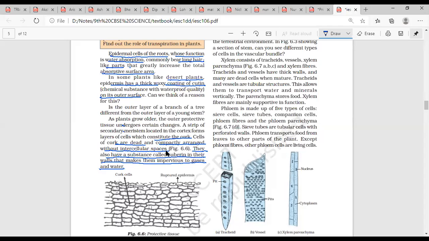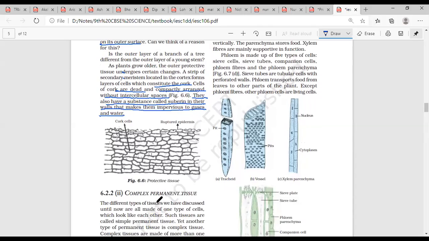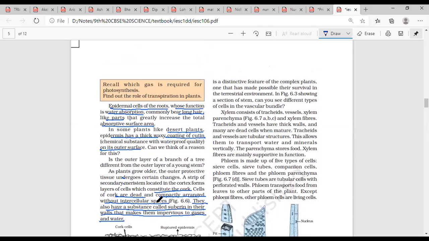Okay, so these are the characteristics of cork cells. Is that clear? Suberin, you have to remember the suberin. They also have a substance called suberin in their walls. Is that clear about the cork cells and epidermal cells? They most commonly ask questions from epidermis and cork cells. Everyone underlined? Yes, ma'am. Yes, ma'am.